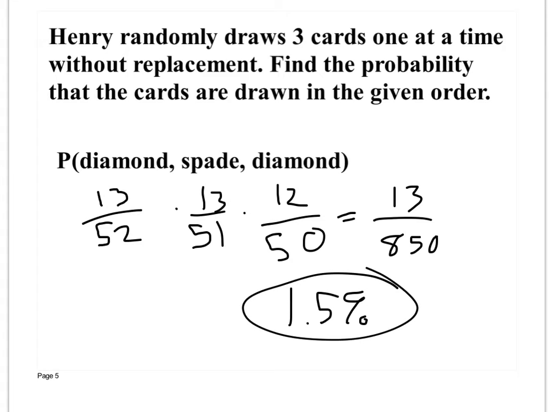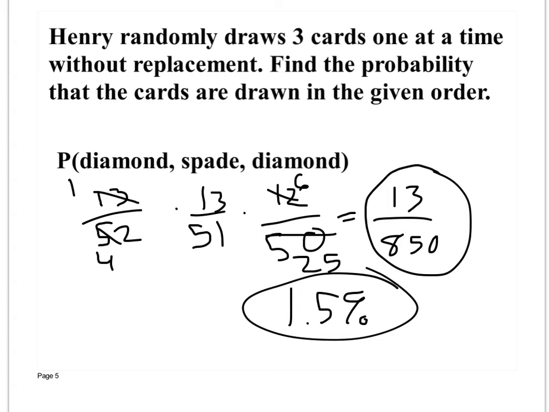They reduced the 13 over 52 to 1/4, and they reduced 12 over 50 to 6/25. All right, and then they multiplied those, and they reduced it as far as possible, 13 over 850.